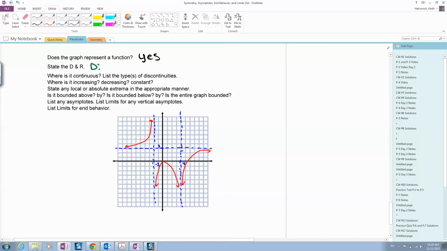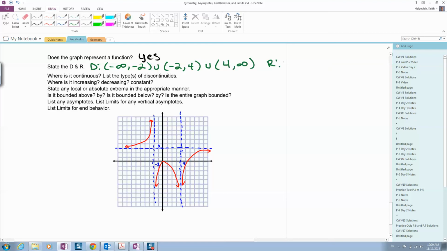Well, the domain, if you notice, you start from left to right. So it's going to go to the asymptote at negative 2. Then after negative 2, it goes until 4. And then at 4, it goes on forever. So that is your domain.